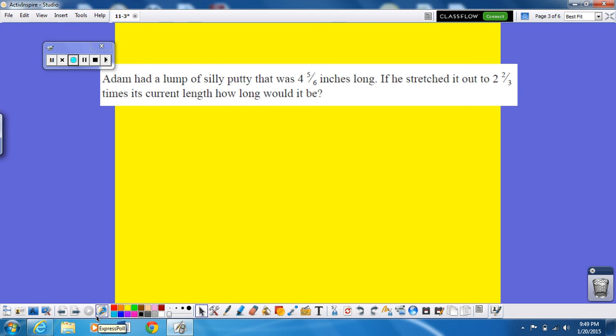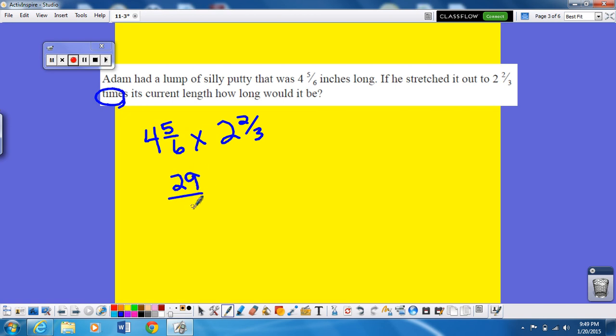All right, let's check this one out. Adam had a lump of silly putty that was 4 5/6 inches long. If he stretched it out to 2 2/3 times its current length, how long would it be? Okay, so it's 4 5/6 inches long times 2 2/3. When you see times, that is your clue that we are multiplying. So let's go ahead and do our changing into an improper fraction. 6 times 4 is 24, plus 5 is 29. So we have 29/6 times 3 times 2 is 6, plus 2 is 8/3. All right, 29 is prime.